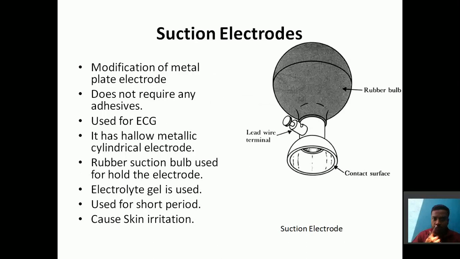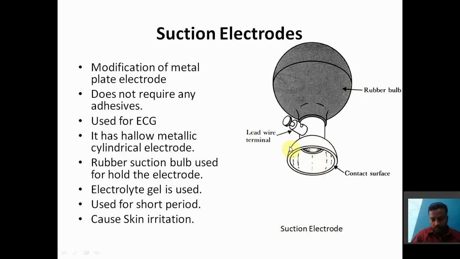And the next one we are going to see is the suction electrode. This is also a very old electrode, of very large size. But this electrode does not need any adhesive gel or surgical tape to hold it on your body. Actually this is a modification of the metal plate electrode. This is our contact side, this is the electrode.